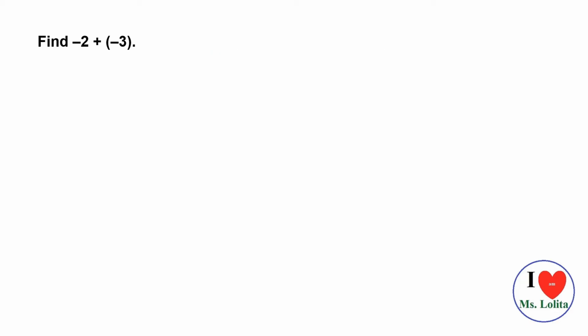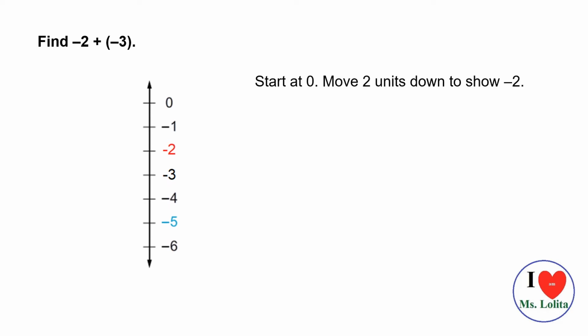Let's work on this example so that you will be guided. Find negative 2 plus negative 3. I will show you how to find the answer using the number line. We need to always start at 0. Then, move 2 units down to show negative 2.